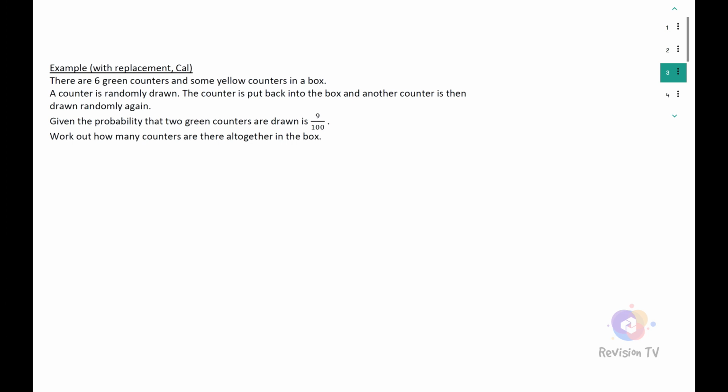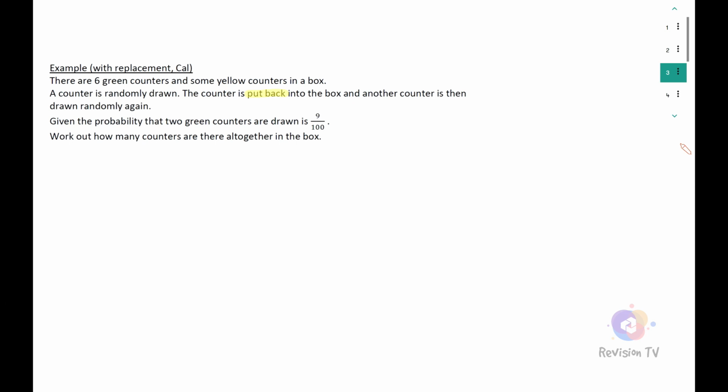Example number 1, this one is with a replacement. There are 6 green counters and some yellow counters in a box. A counter is drawn randomly. The counter is put back into the box. Another counter is then drawn randomly again. So when we say it's with replacement, it means the counter is put back. So that's what replacement means. Means we're not losing any. The total number of counters does not change.